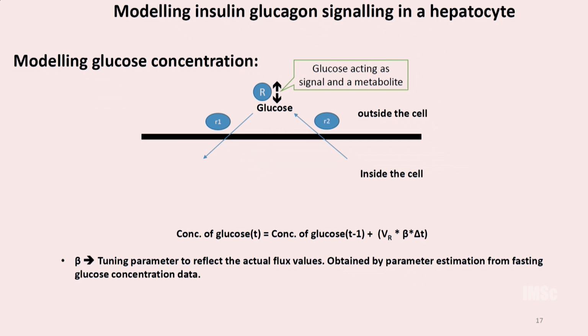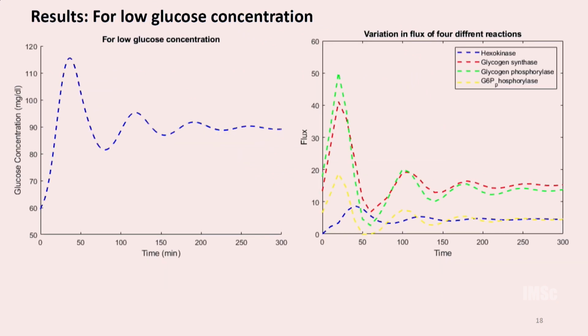Now, in this particular example, the glucose concentration is the one which gives the feedback to the signaling molecules. So we have to come up with some kind of model which allows us to take our concentration at t-1 and produce concentration at t. So we got some data in the literature, and we found this tuning parameter which reflects the actual flux analysis. We obtained this parameter using some of the fasting concentration of glucose data, and then we integrated the model. And then we simulated the model for low glucose concentration and high glucose concentration situations.